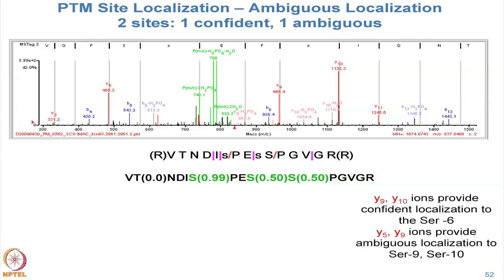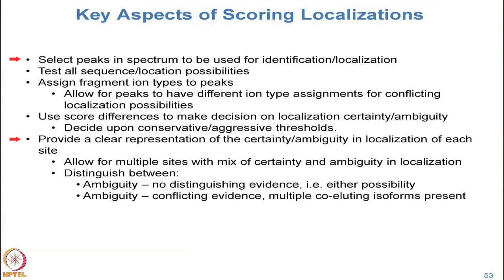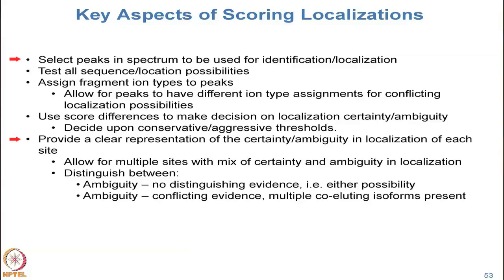Okay. All right. So I tried to show you graphically, when you look at the spectrum, can you have the information? If you're going to write a program to do this, these are some of the things that you've got to put into the design of your experiment. You're going to think about all of these things. I think the most important of those things are shown here. The choice about how you decide what peaks are going to be used to make your decision, and then how do you clearly represent the certainty or ambiguity in the localization decisions that the program has made.